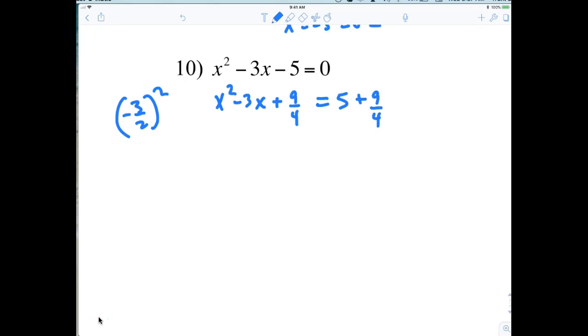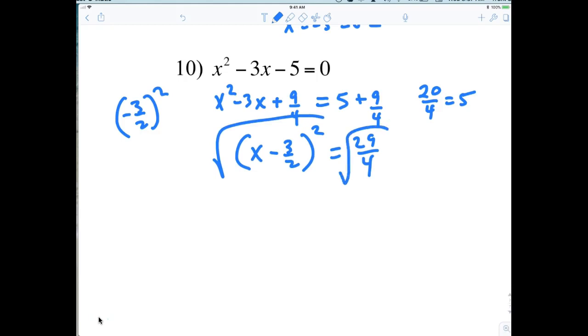Now, it always factors into whatever the half was. So the half was negative 3/2. Now 5, remember, is 20/4. So 20/4 plus 9/4 is what? 29/4. Everybody with me? Now you take the square root. So x minus 3 over 2 equals plus or minus the square root of 29 over 2.